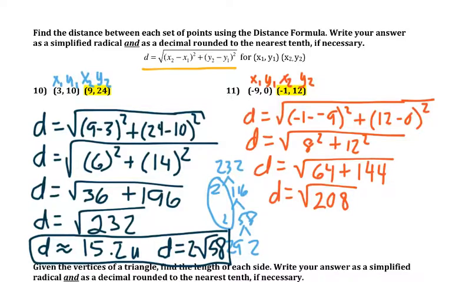Now, typing that into our calculator, we'll see if it comes out exact or if it's an approximation. We find that d is about 14.4 units.